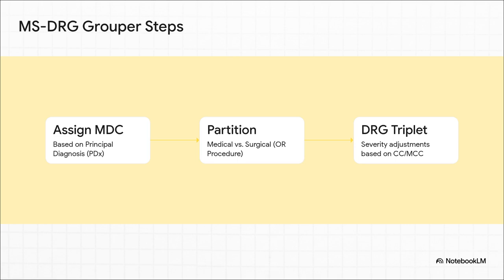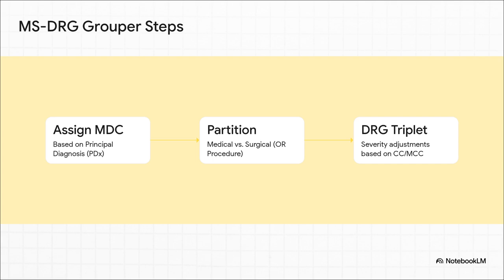The MSDRG grouper logic engine filters every single case through exactly 3 steps, all based on diagnoses and procedures. Step 1, it assigns a major diagnostic category, or MDC. There are 25 of these in total. For instance, MDC 16 covers blood and immunological disorders, like sickle cell crises or aplastic anemia, while MDC 17 covers myeloproliferative diseases like leukemias and lymphomas.